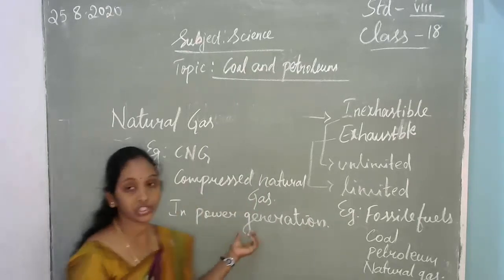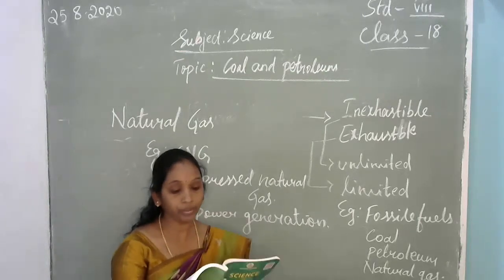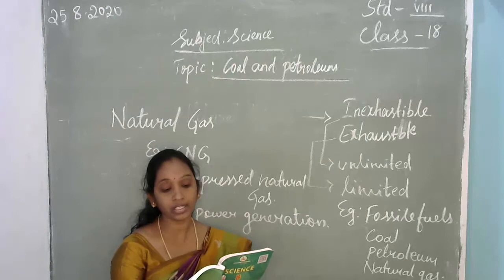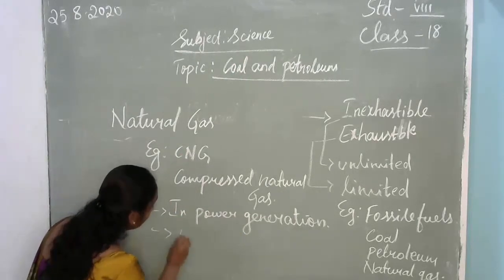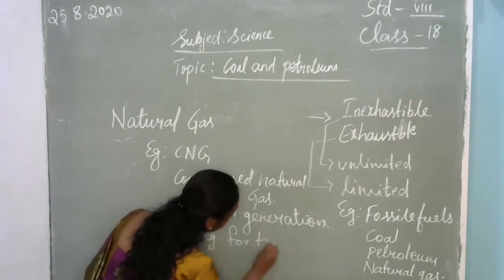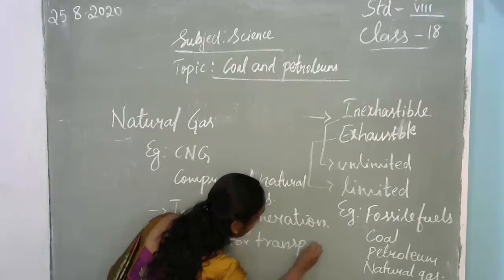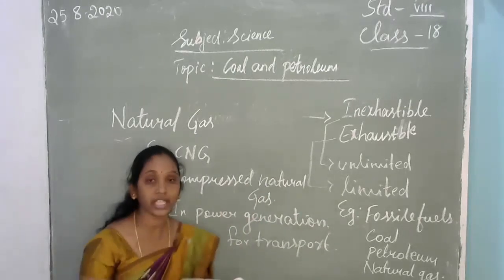In electrical power generation, they are using this type of natural gas, and it is now being used as a fuel for transport vehicles because it is less polluting. But nowadays it's being used for transport also. In our capital, Delhi, they have already started to use natural gas for vehicles.